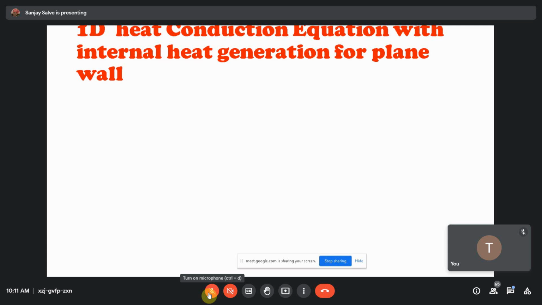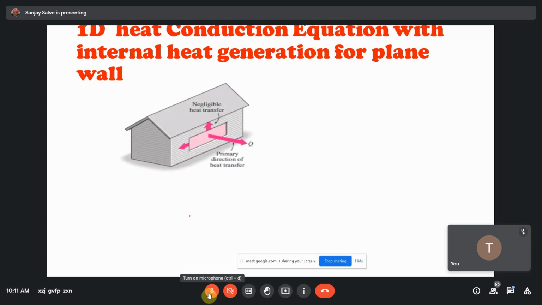Now here, not only one-dimensional heat conduction but with internal heat generation, and that is also important. So first of all, a standard object is the plain wall. So what is that plain wall? This is one case. You can see one of the primary directions of heat transfer over here, and this structure has some thickness, and the rest of the part, heat is flowing in this direction.